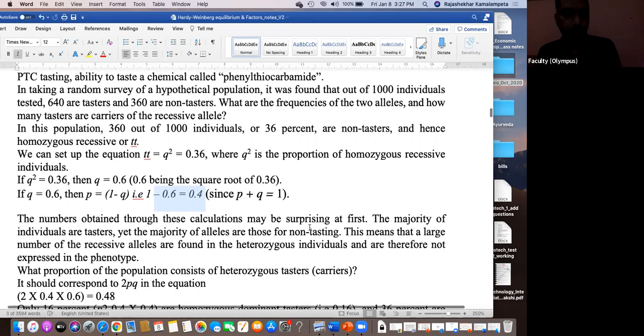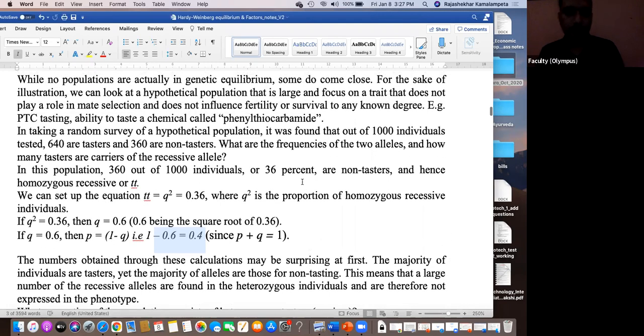Okay. So now the next question. The next question in this is, how many testers are carriers of the recessive allele? So how many of them are in heterozygous condition? Carriers means those that don't show the problem but carry the gene for the problem. So small t is the condition where the problem can be seen. And capital T small t looks like tasters, but they carry one recessive allele in heterozygous condition. So what is it asking for? Those carriers, meaning genotype capital T small t. How many of them are carrying this genotype?